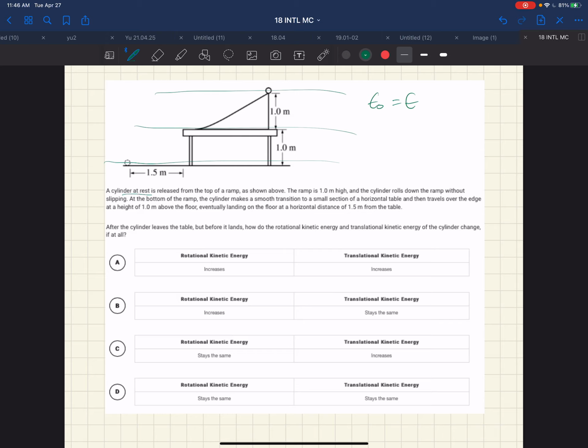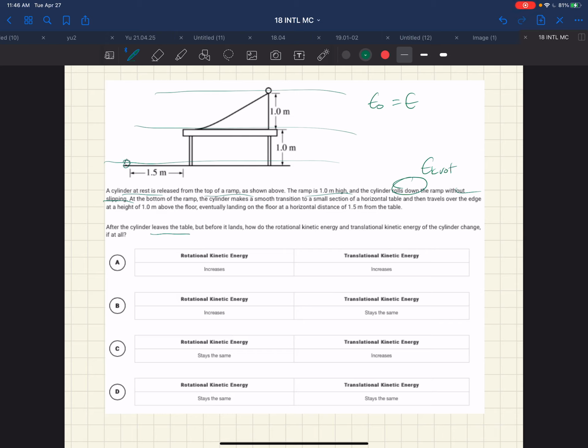So we're told cylinder at rest at the top. It's 1 meter high. It rolls down the ramp without slipping. So we know it rolls, so there's going to be kinetic energy of rotation. At the bottom, it makes a smooth transition and shoots off like so, and lands at 1.5 meters.